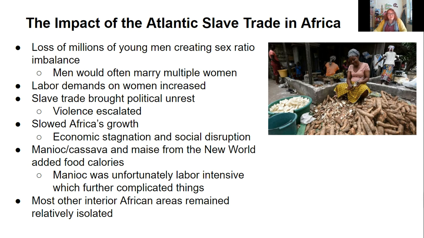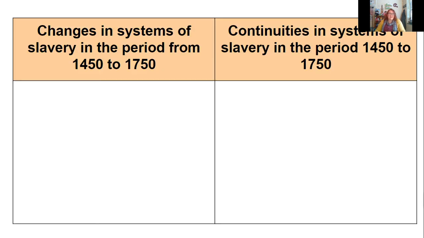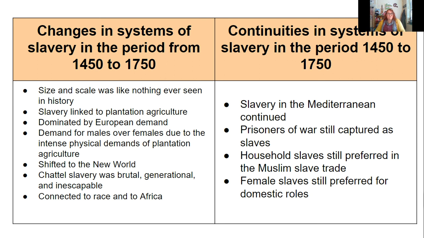You also have the manioc, cassava, and maize from the New World that added to the food calories. So it changed how they ate. Unfortunately, though, the manioc was really labor intensive, which added further complications to the population in Africa. So most other interior African areas actually were able to remain relatively isolated during all of this.